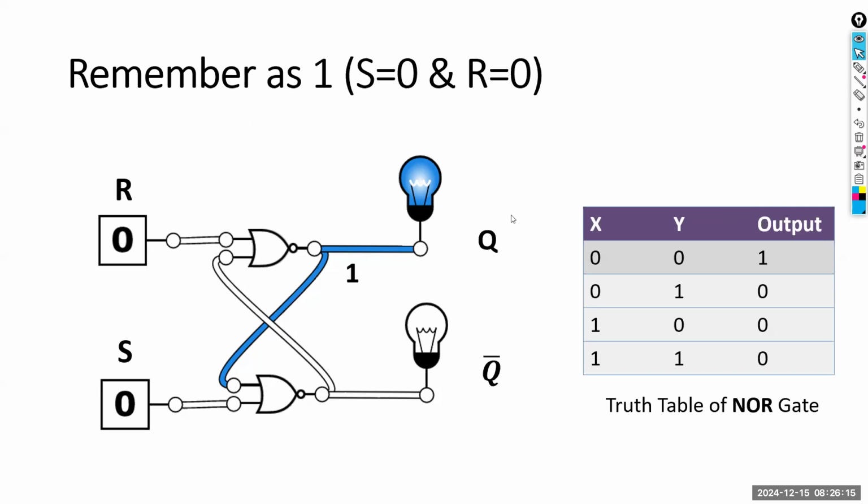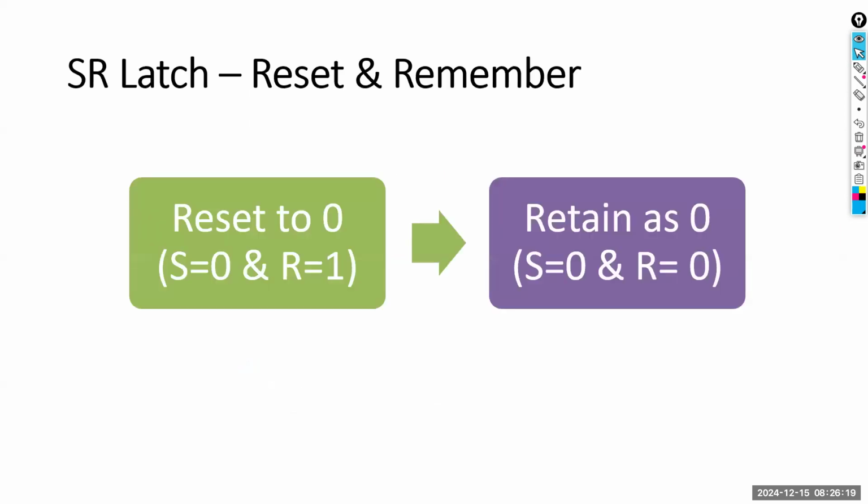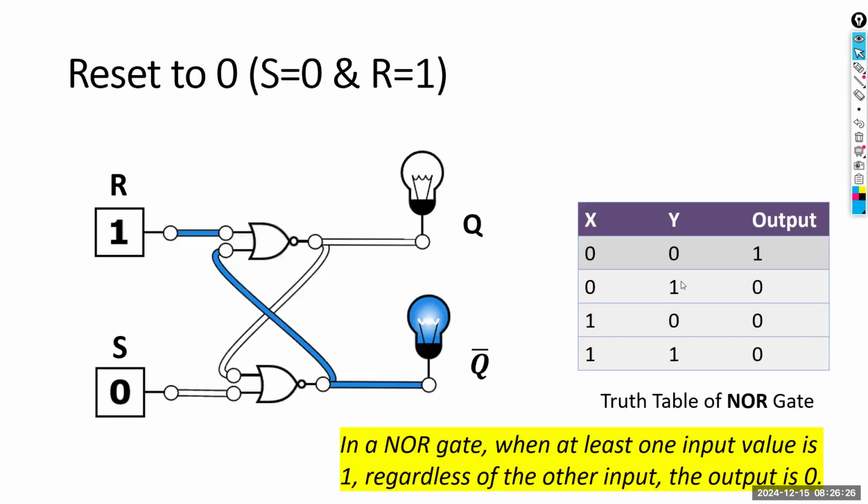Now let's see how to reset. This is how to remember it. Reset means R is 1, S is 0, and then make both S and R 0. So let's make R 1 and S 0. Again, when at least one input is 1, output is 0. So therefore, this is 0. From the next clock cycle, this is 0. Both 0 means this is 1. 1 is fed here. Both 1 means anyway 0. That 0 is fed here. Both 0 means 1. That 1 is fed here.